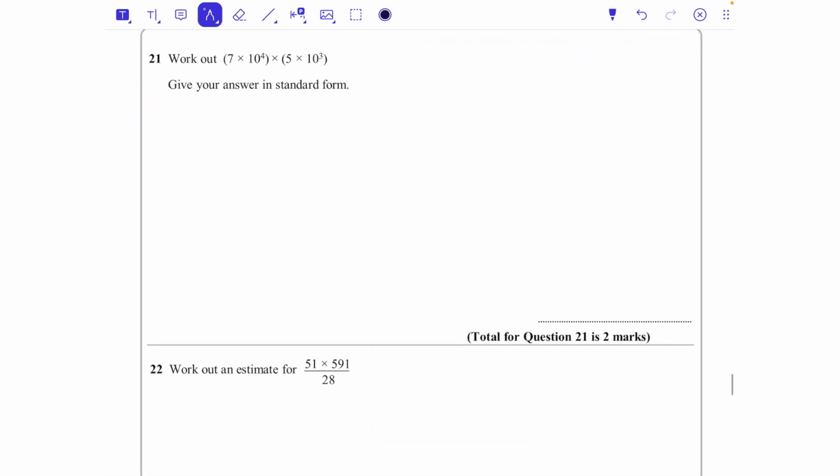Question 21. Work out 7 times 10 to the power of 4 times 5 times 10 to the power of 3. Give your answer in standard form. So essentially this is 70,000 times 5 times 10 to the power of 3, which is 5,000. This just means times it by 10, times it by 10, times it by 10, times it by 10. So 7 times by 10, times by 10, times by 10, times by 10, that's 70,000 and so on.